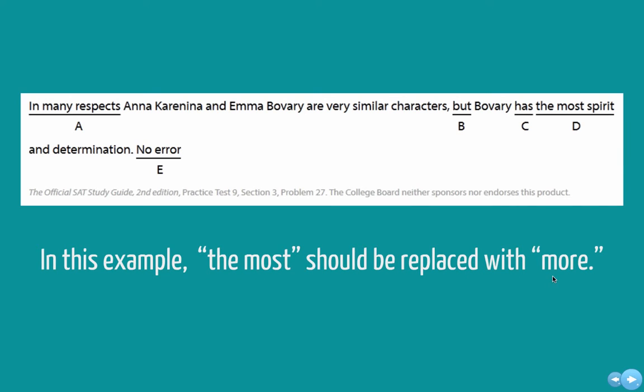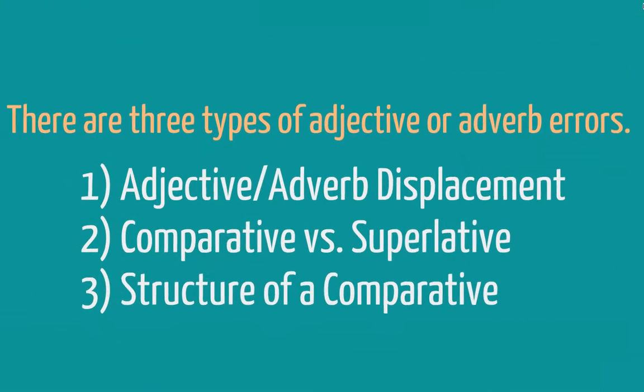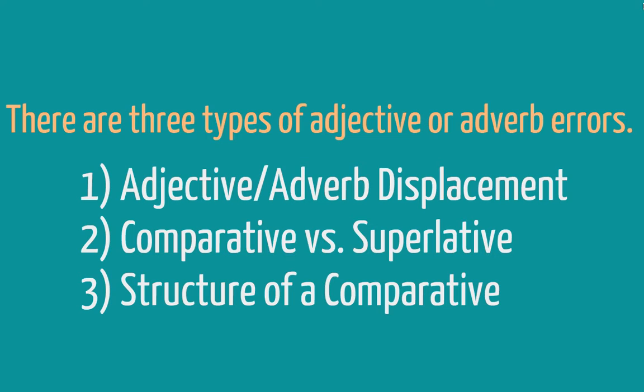Therefore, in order to correct this sentence, the word most should be replaced with its comparative form, more. If this were the case, the sentence would read, "In many respects, Anna Karenina and Emma Bovary are very similar characters, but Bovary has more spirit and determination." That's the correct form of the sentence. Alright, so let's continue on to the final type of adjective or adverb error. The structure of a comparative error involves wrongly forming the comparative form of an adjective or adverb.